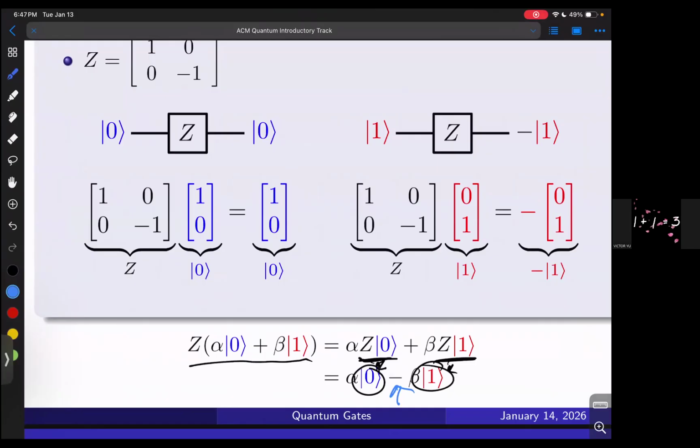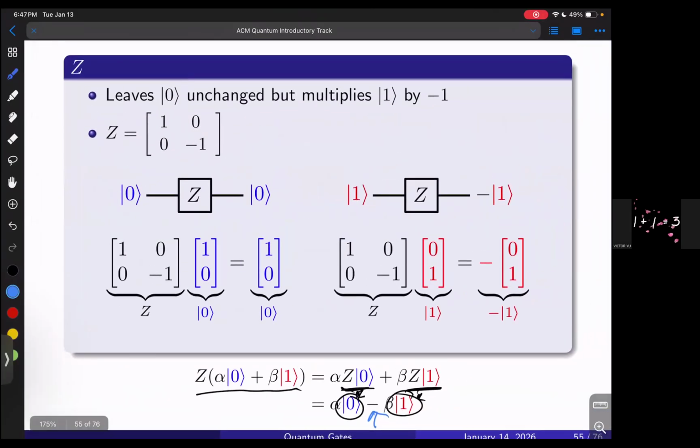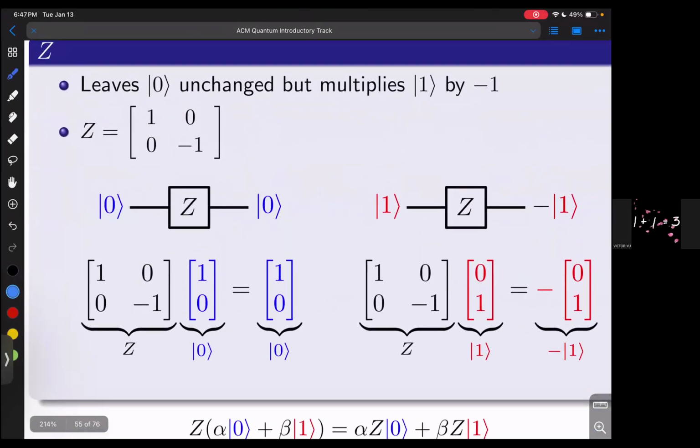So how to read the quantum circuit diagram: time goes from left to right. So this is your initial state. And then you go forward in time, you apply the Z gate, and then this is your final state. Is that good with everyone?